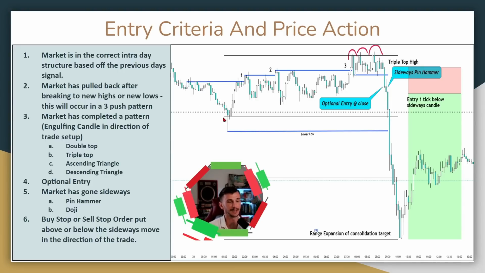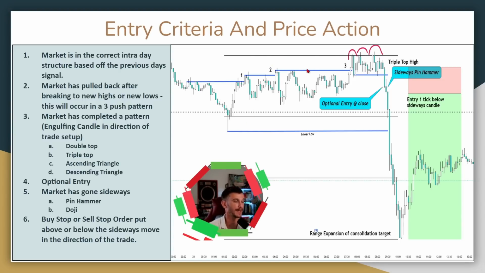So here's the entry criteria. Again, we're making lower lows in a market that I'm looking to take a short on because of a signal from the previous day. Lower low, three pushes back to the high. Now these three pushes, a lot of times you'll feel like they're very subjective. Yes, they are very subjective, okay? But you'll start to notice similar patterns.